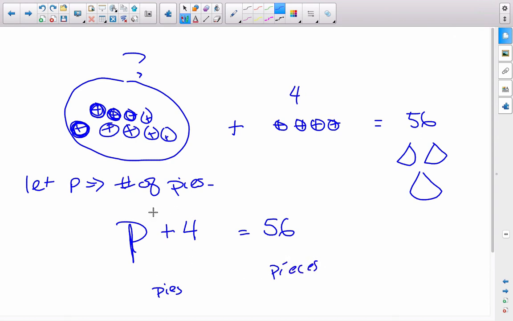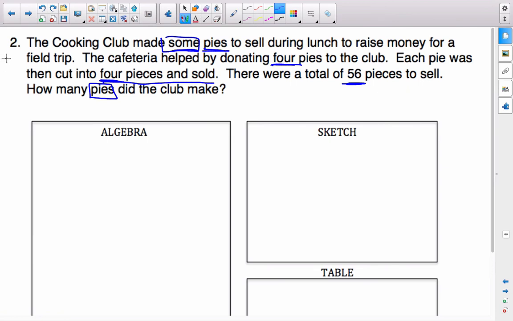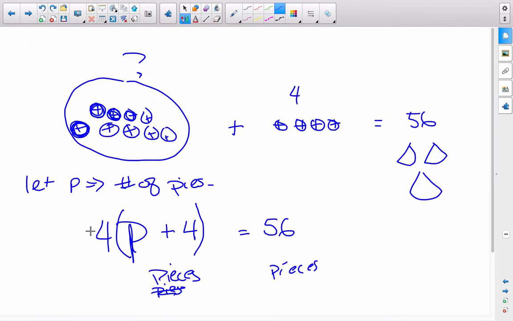I want to make this side pieces as well. Right, and we do that by chopping each into 4. So 1 pie turns into 4, and you can multiply, I think, right? So I'm going to multiply each of these pies by 4. Okay. So now these are no longer pies, but pieces. All right, so I got 4 times the quantity p plus 4 equals 56. Okay, sweet. I'm going to finish the algebra on this side. Did they ask us to write an equation for this one? No. But if they did, would this be good enough? Oh, yeah, this would be good.